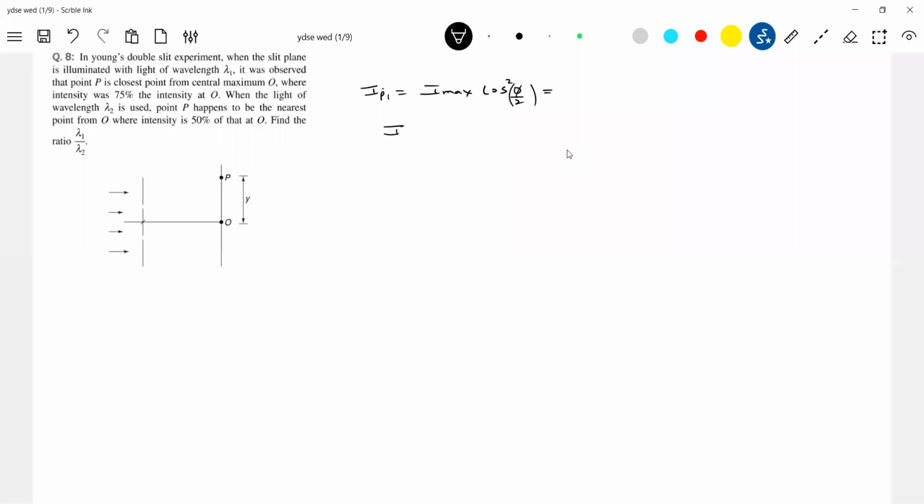So here he has put a condition. First case, lambda 1. This is corresponding to lambda 1. So this should be equal to cos square phi by 2. This is how much has been given: 75%, 0.75. So shall we solve for cos phi by 2? 0.75 is 3 by 4, so this will be root 3 by 2.